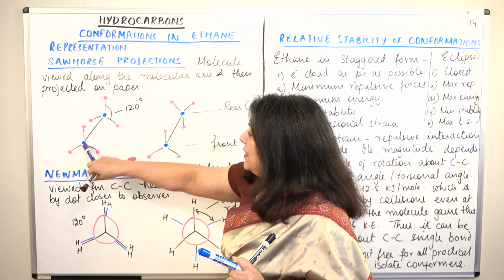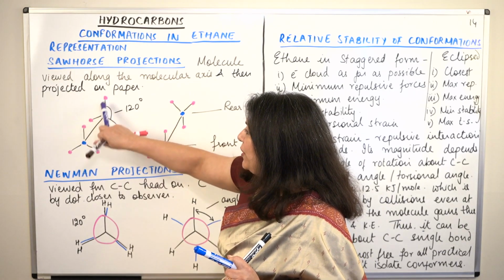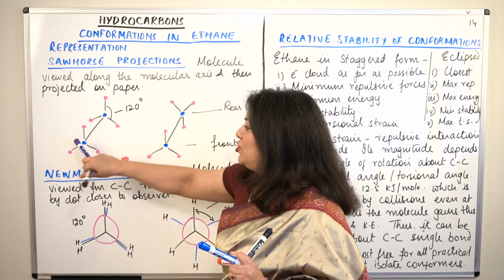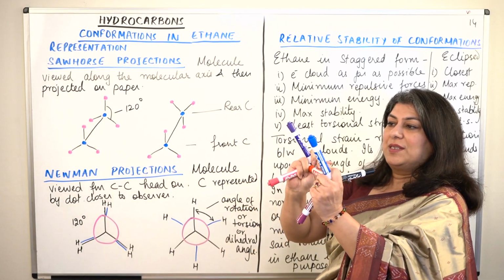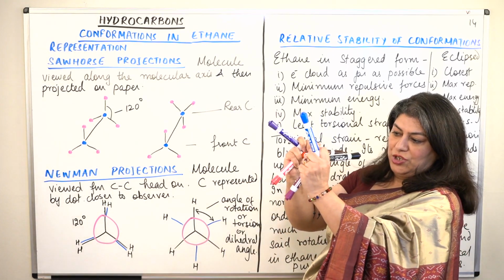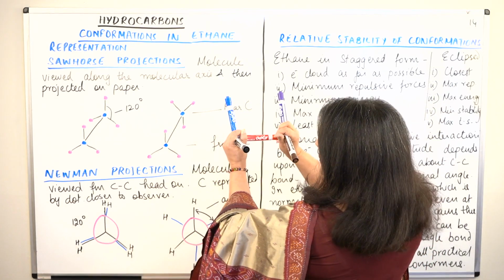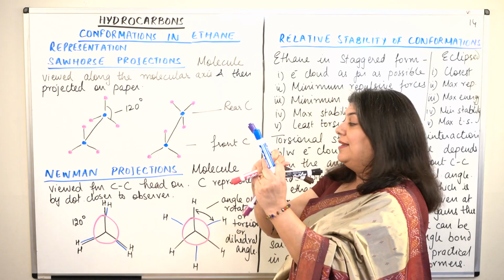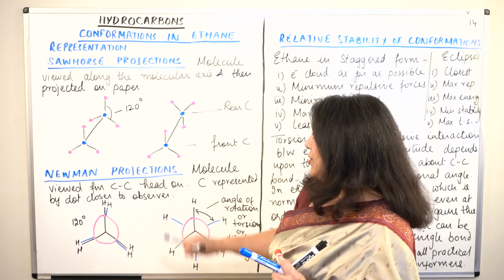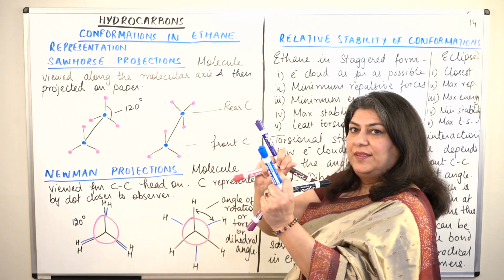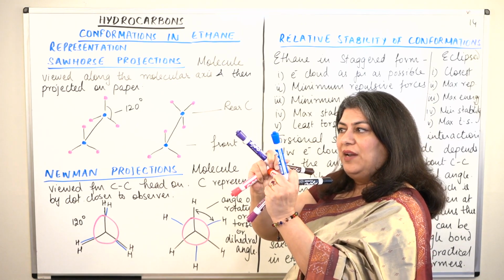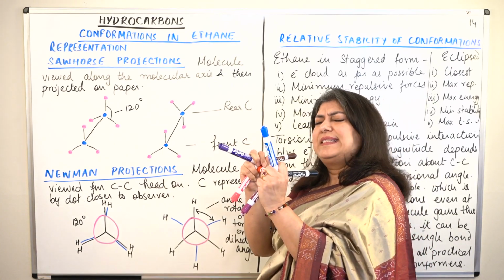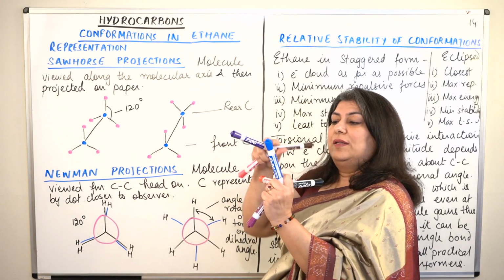When you see that this is pointing upwards, and this is also pointing upwards, it means these 2 are parallel, and these 2 are parallel. When that happens, that is an eclipsed conformation. When the bonds in front and the bonds in back are parallel, it is the eclipsed conformation. The other extreme, because there can be an infinite number of conformations between them, is here.